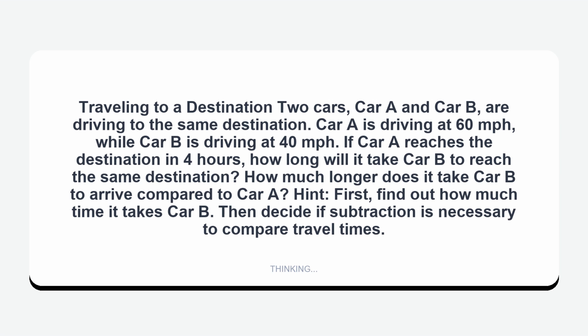Traveling to a destination, two cars, car A and car B, are driving to the same destination. Car A is driving at 60 miles per hour, while car B is driving at 40 miles per hour. If car A reaches the destination in 4 hours, how long will it take car B to reach the same destination? How much longer does it take car B to arrive compared to car A? Hint: first, find out how much time it takes car B, then decide if subtraction is necessary to compare travel times.